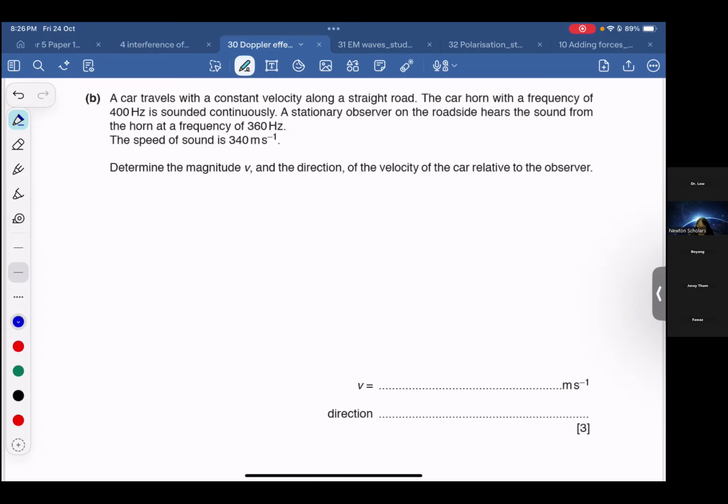How about the others? The source is a horn with a frequency, so this one is fs. The observer hears the sound at 360. Ask yourself, is it towards or away? Correct, Jory.